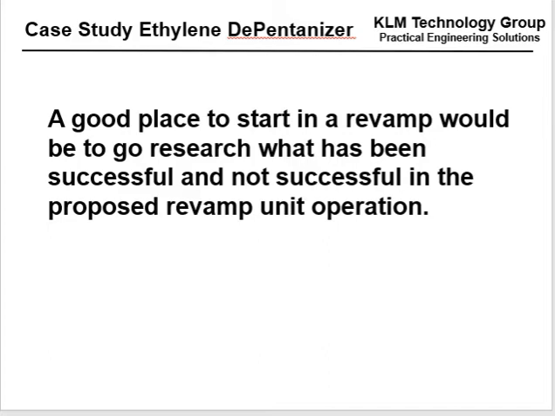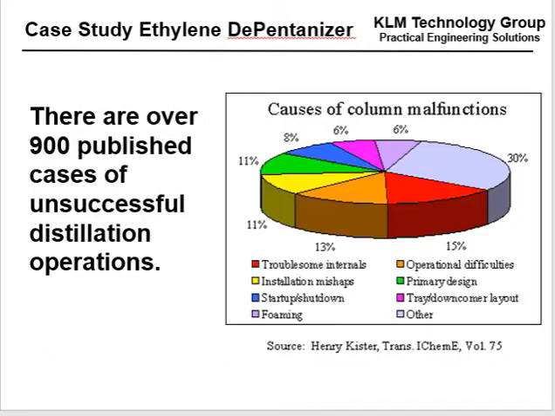A good place to start in a revamp would be to research what has been successful and not successful in the proposed revamp unit operation. Unfortunately, there are over 900 published cases of unsuccessful distillation operations. Henry wrote a paper on this. If there are 900 published cases, there's probably a 10-to-1 ratio between published and unpublished. So there's probably 9,000 actual cases out there.